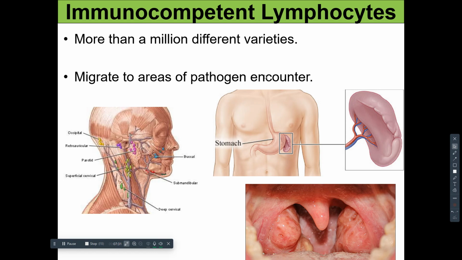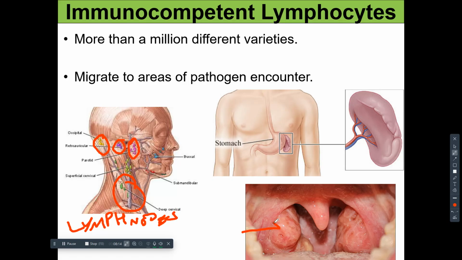And those immunocompetent lymphocytes, whether they're B's exiting the bone marrow or T's exiting the thymus, are going to migrate to areas where they're going to meet pathogens, such as 3 organs I have pictured here, which I'm sure you could recognize. What are all these colorful things? These are all lymph nodes. So of course, lymph nodes are a site of pathogen contact, of antigen challenge, and so lymphocytes will go there.